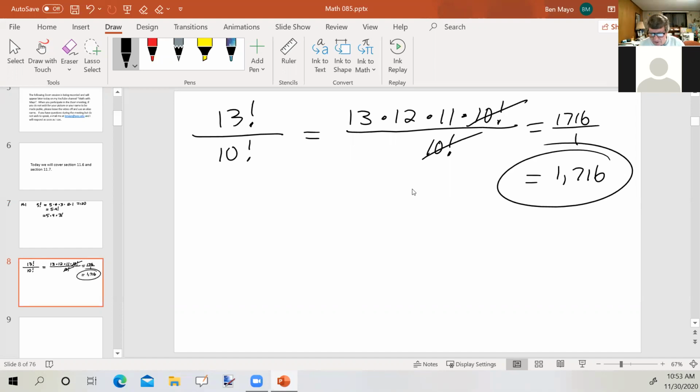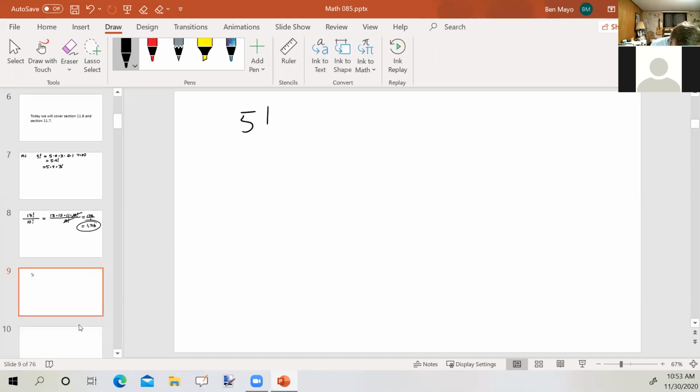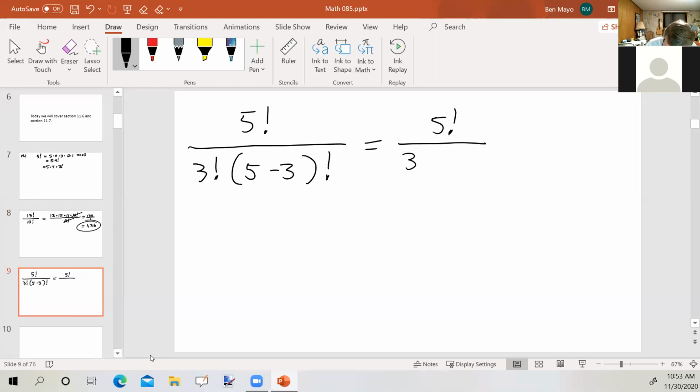Any questions on that particular problem? Okay, let's take a look at another example. Let's say we've got 5 factorial over 3 factorial times the quantity 5 minus 3 factorial. So the first thing I think I would do is simplify inside the parentheses. 5 minus 3 is 2 factorial. So now we've got 3 factorial times 2 factorial.